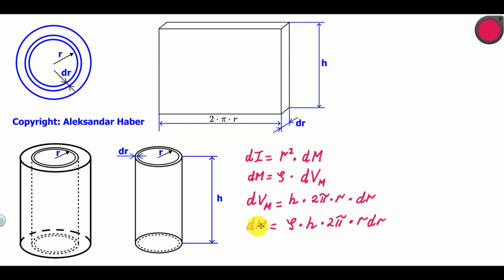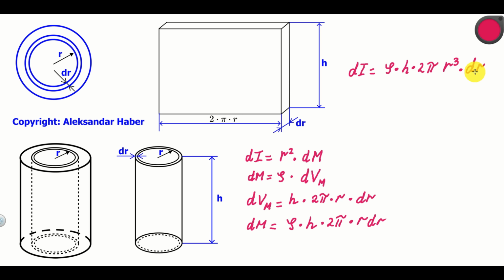Next, let's substitute this expression in the expression for dI, and as the result we obtain that dI is equal to rho multiplying h multiplying 2 pi, and over here we will have r squared multiplying r, that's r to the power 3, multiplying dr, and that's it.